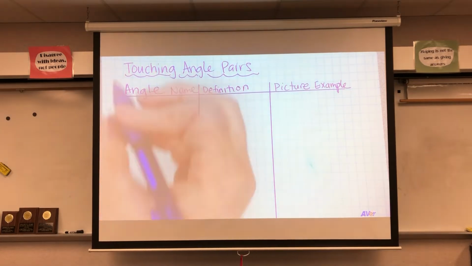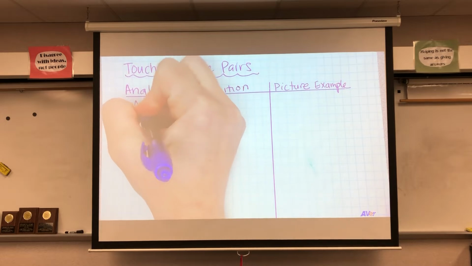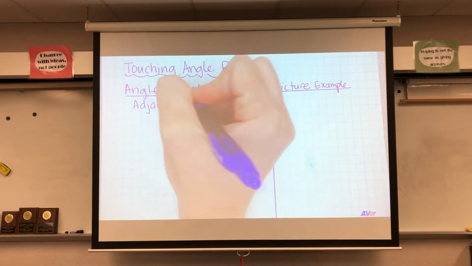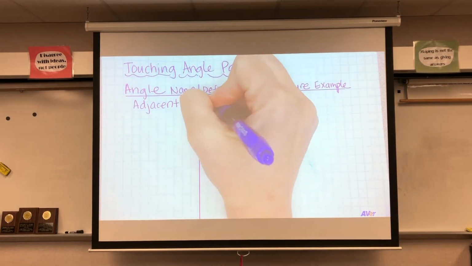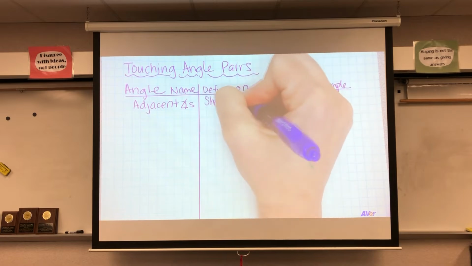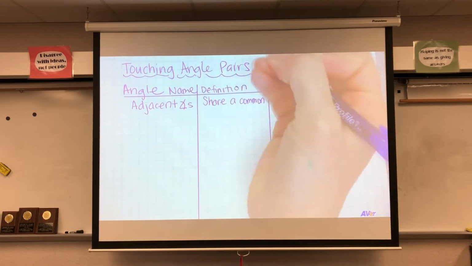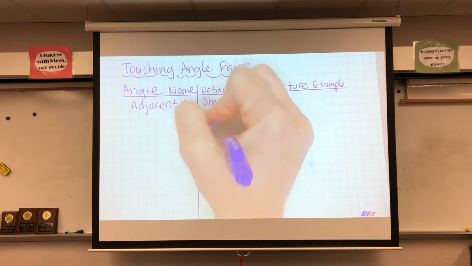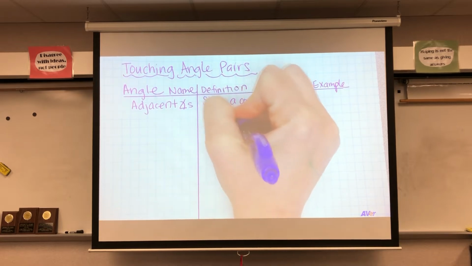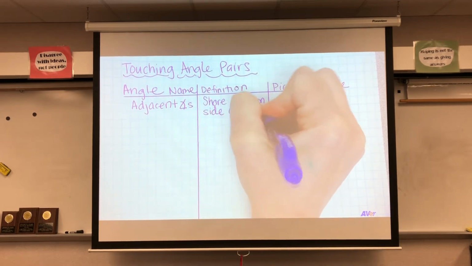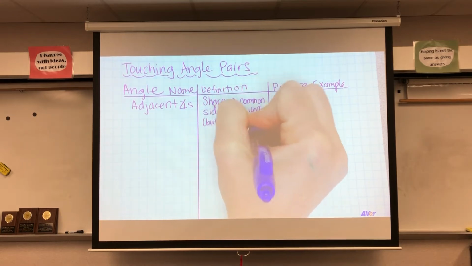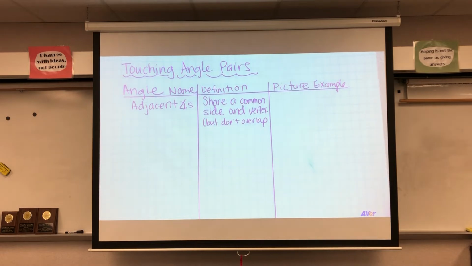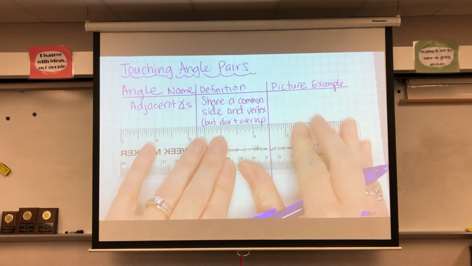And the most basic example are just ones that are called adjacent angles. This, by the way, is a symbol for angles. The definition is that they share a common side and vertex, but don't overlap. So really, that means that they're just kind of joined on the side.